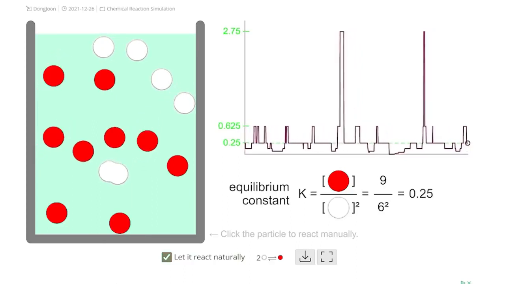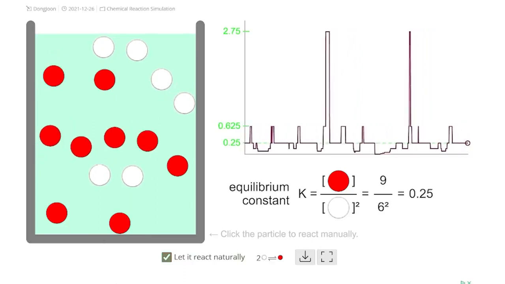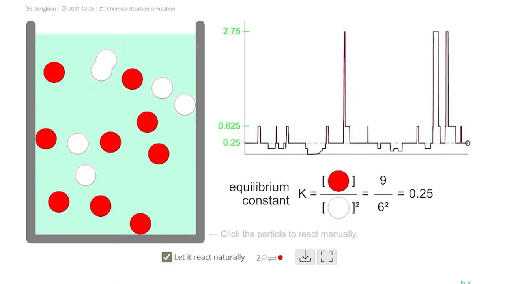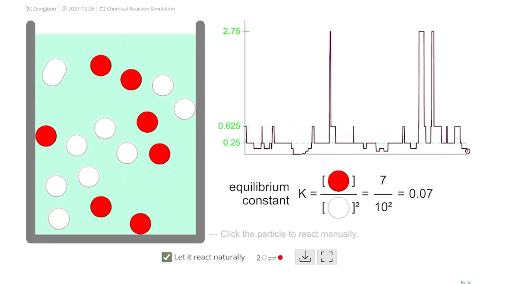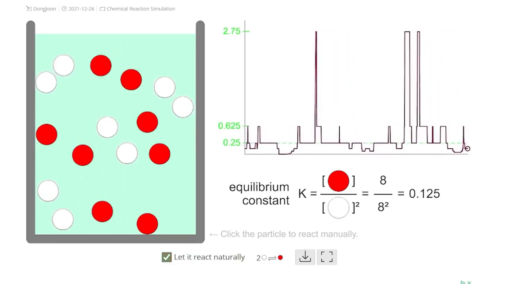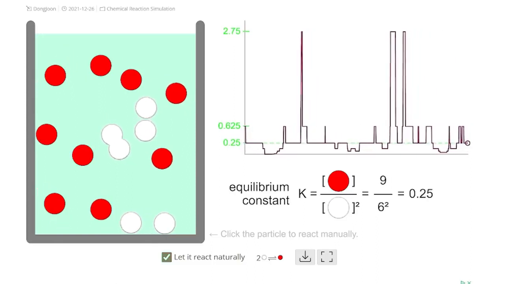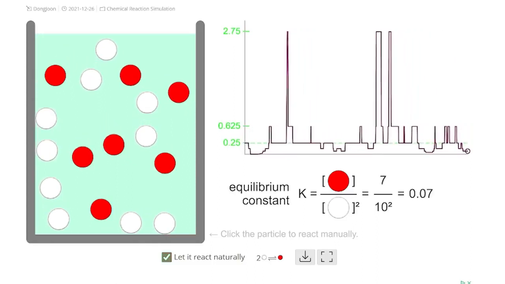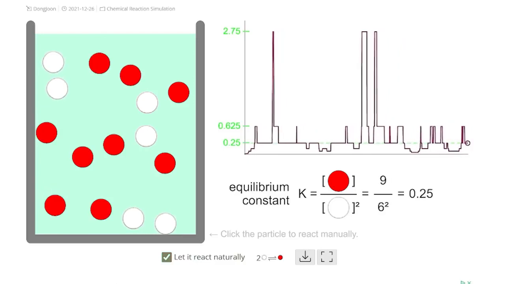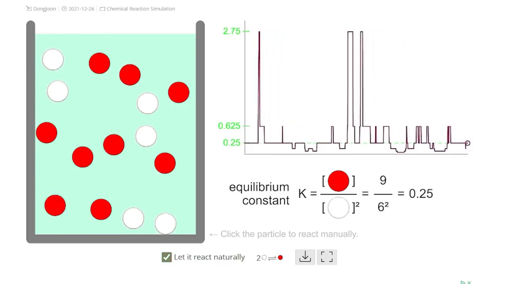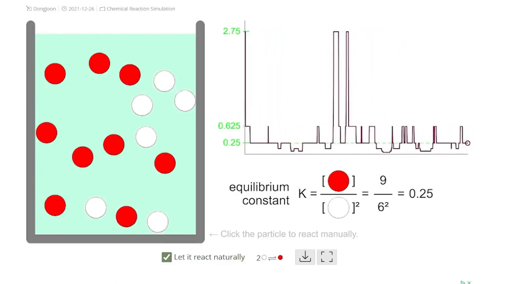Depending on the speed that the white dots react compared to the speed that the red dots split into two white dots, you can get a certain concentration of both red dots and white dots. You can see that on average, the number of red dots and white dots stays the same after a while. This is called equilibrium. So Le Chatelier's principle tells us that it wants to keep this same ratio of concentrations of both the red dots and the white dots.